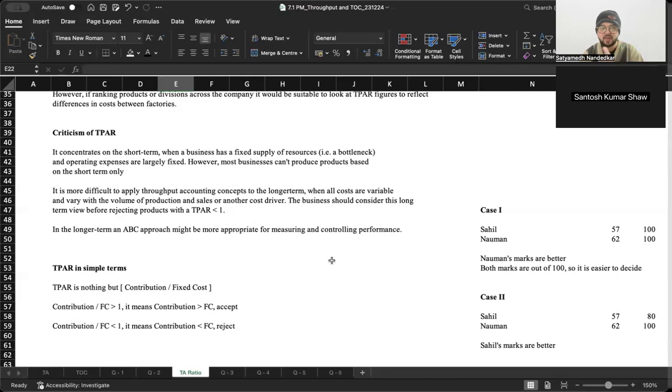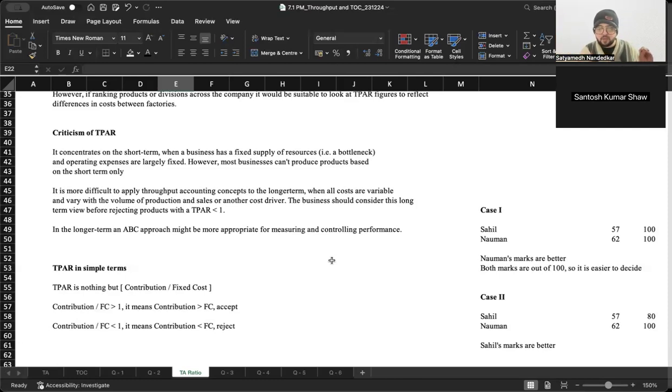When a business has a fixed supply of resources, in the long run these parameters might change, and it is difficult to apply throughput accounting concepts to the long term, where all costs are variable and they vary with the volume of production and sale or another cost driver. So, as other items also start changing, the idea of throughput doesn't really hold a lot of meaning, because now more costs apart from material costs are variable in nature.